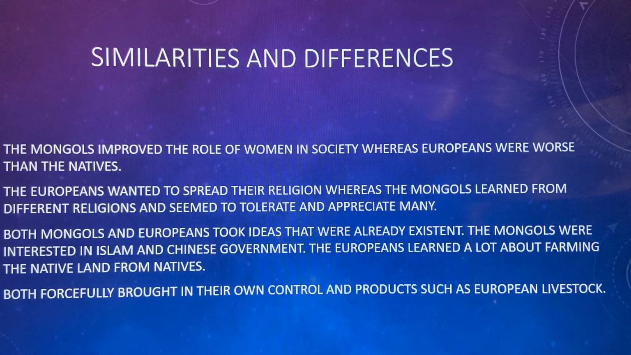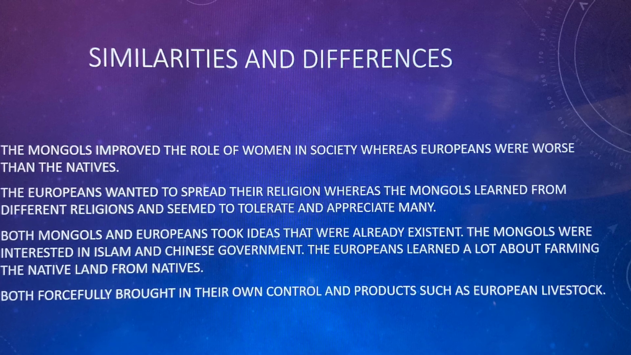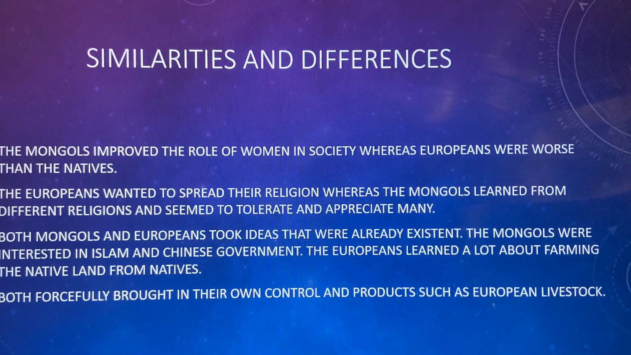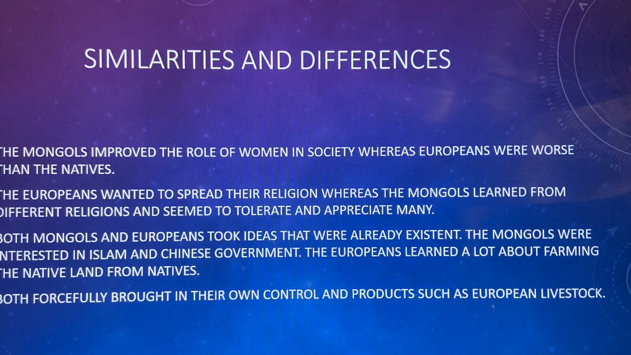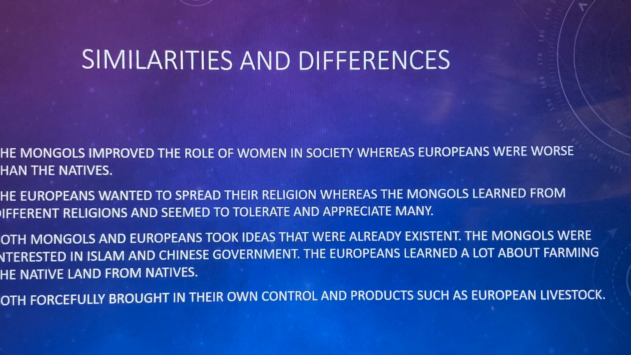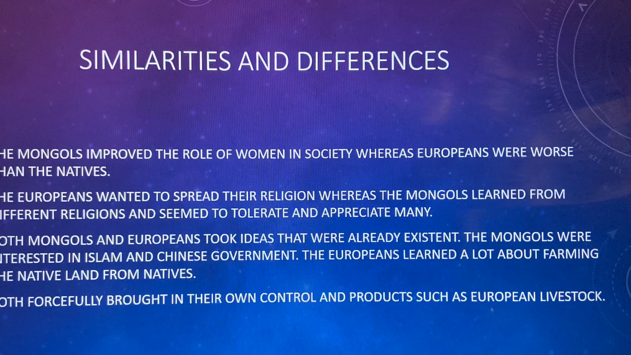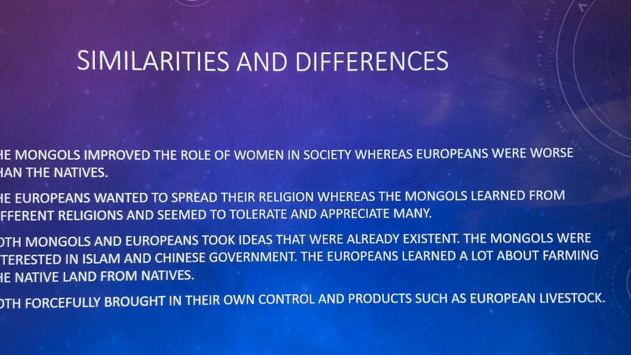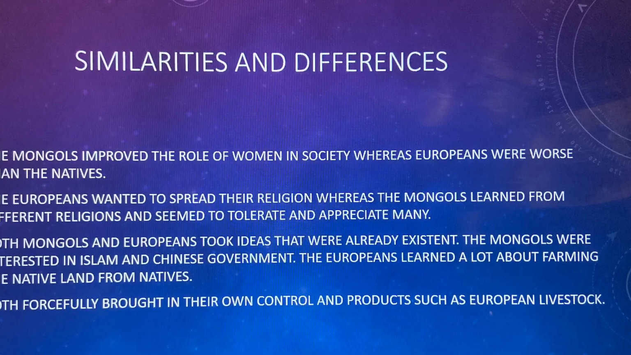The Mongols were interested in Islam and Chinese government. The Europeans learned a lot about farming the native land from natives. Both forcefully brought in their own control and products such as European livestock.